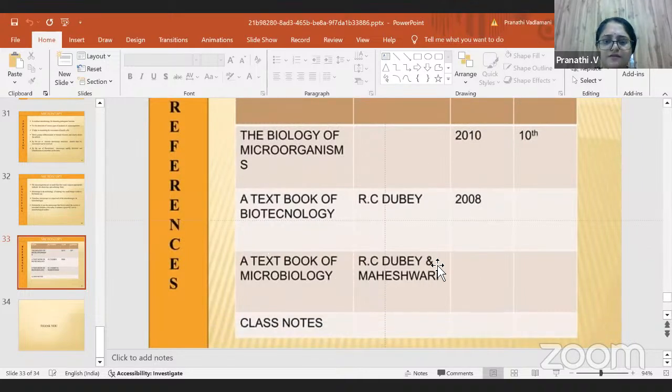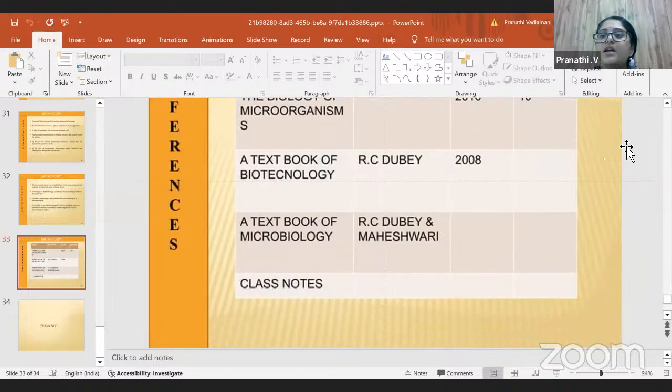You can just see, I think you have these books with you in your library as well. You can just have a look at it. So now we are done with microscopy.